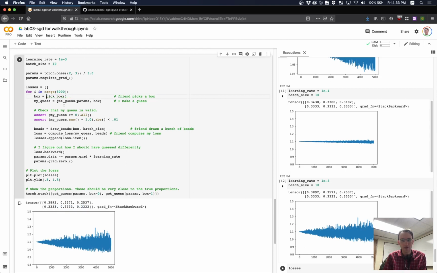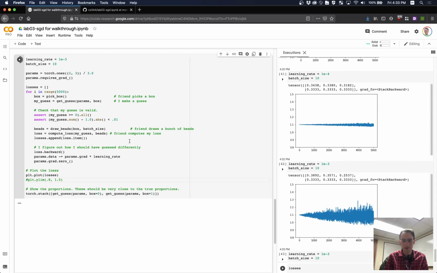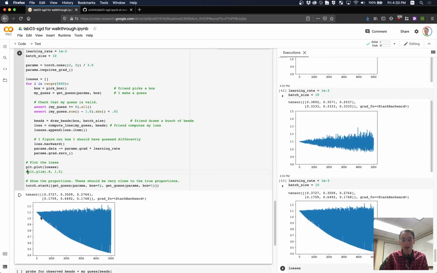I'll put it back to pick box and turn off our Y limit here because I want to show you something that happens here. Run. What is that? So it looks like we've got two different things going on here. There's this top pattern here, which is what we saw before, and then there's this bottom pattern here.